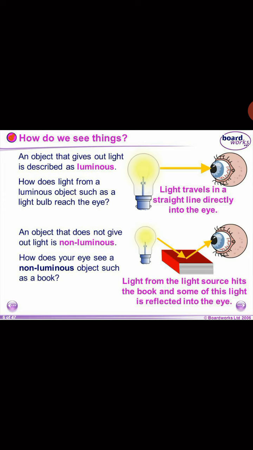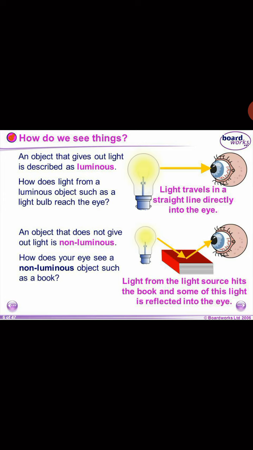Now let's see which are the two types of objects. There are some objects which give out light. Such objects are called luminous objects. The word luminous means light, brightness. An example of a luminous object is a bulb. A bulb has its own light, it gives out light, so it's a luminous object.